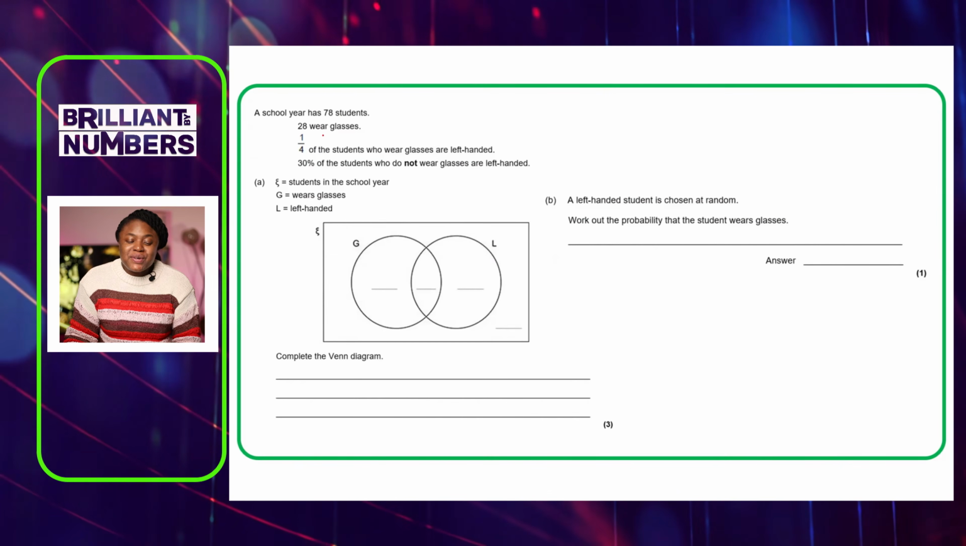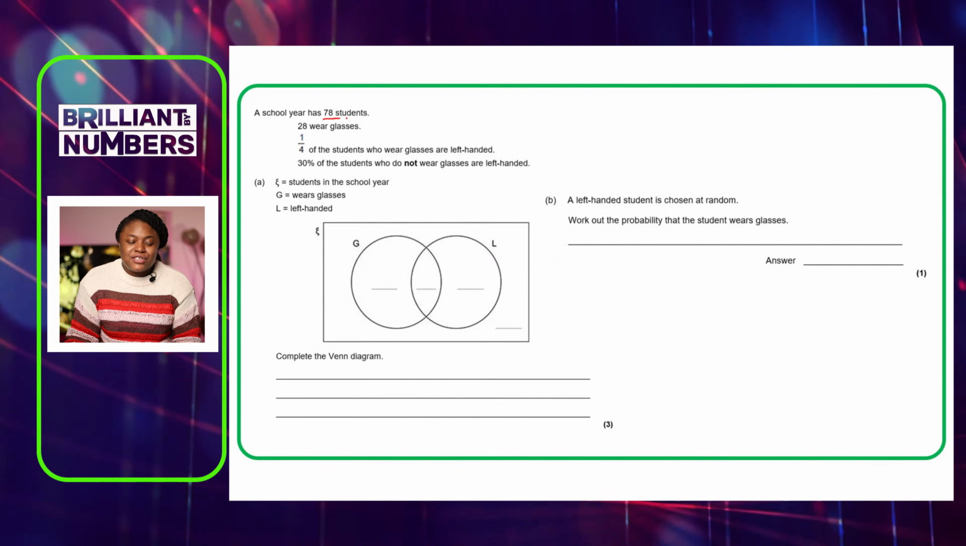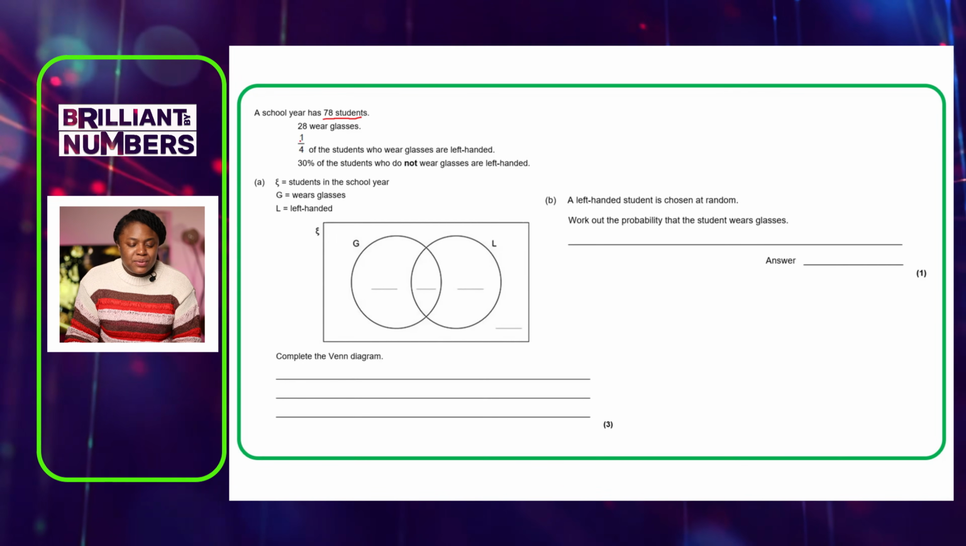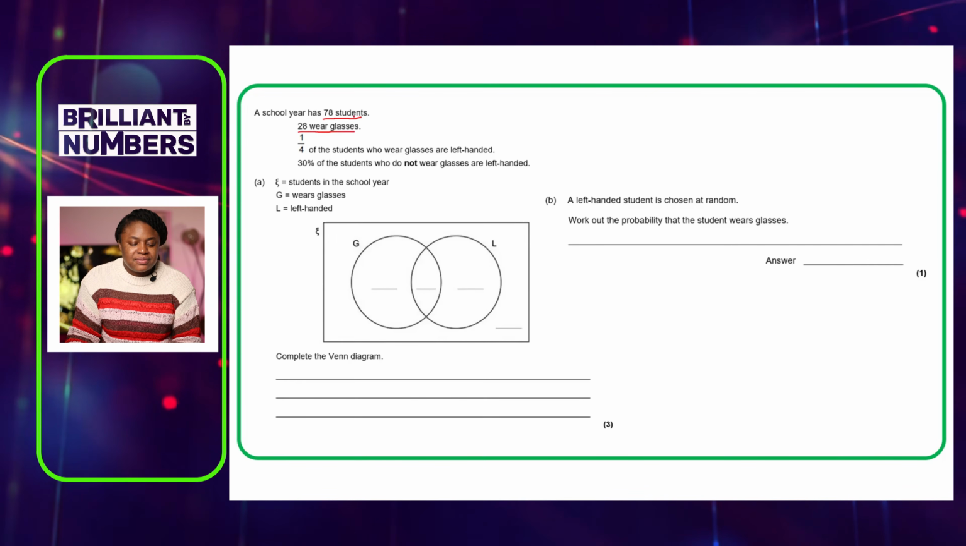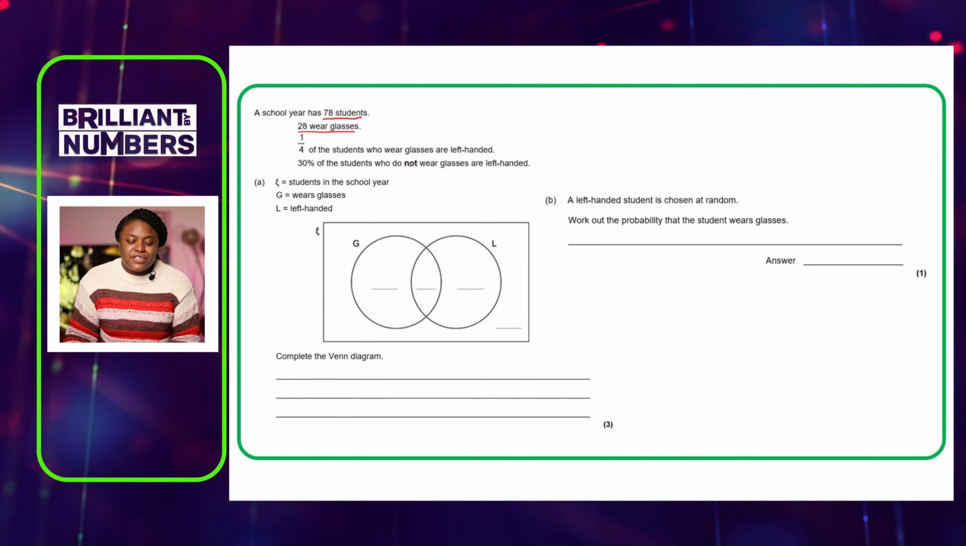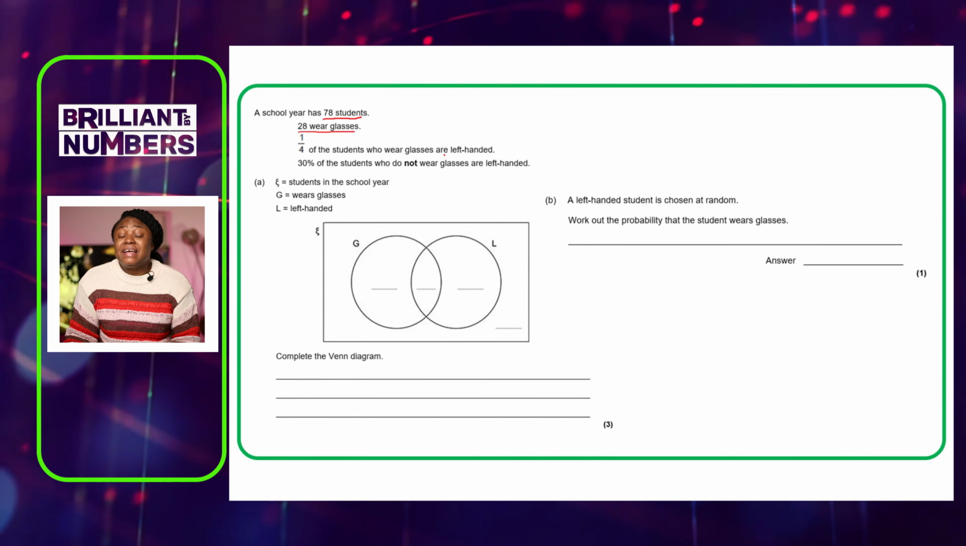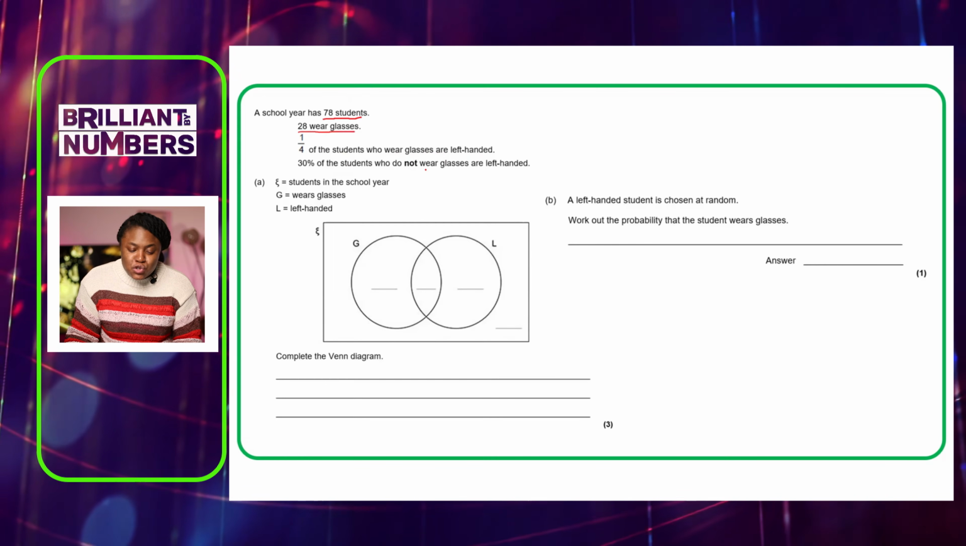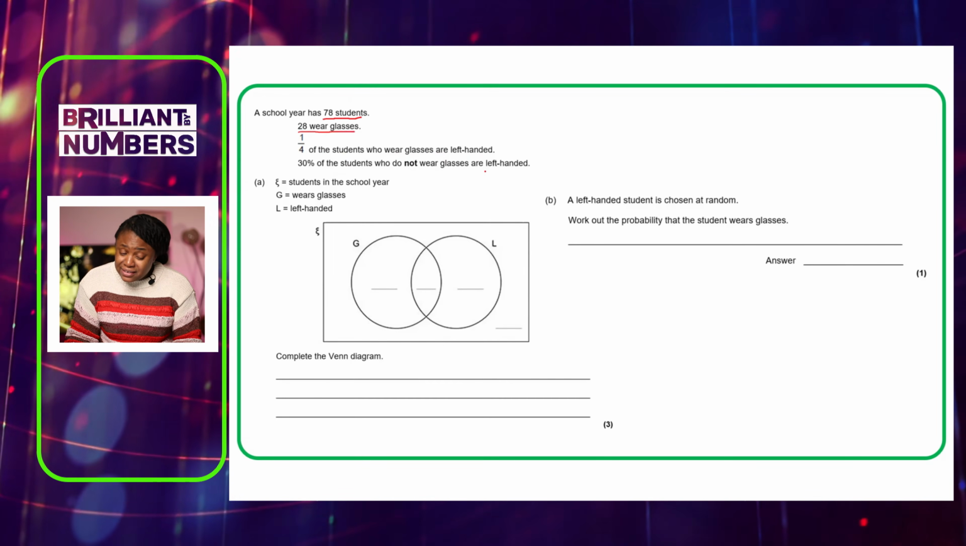Absolutely brilliant. Well done. Now our next question is on probability and Venn diagrams. So we're told here that a school has 78 students. So we underline that. 28 wear glasses. A quarter of the students who wear glasses are left-handed. 30% of the students who do not wear glasses are left-handed.